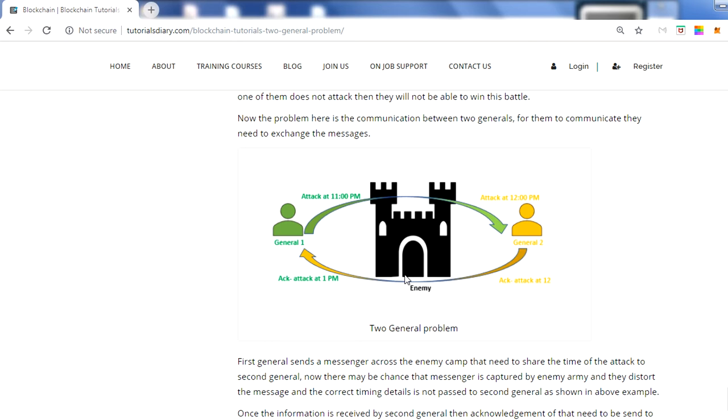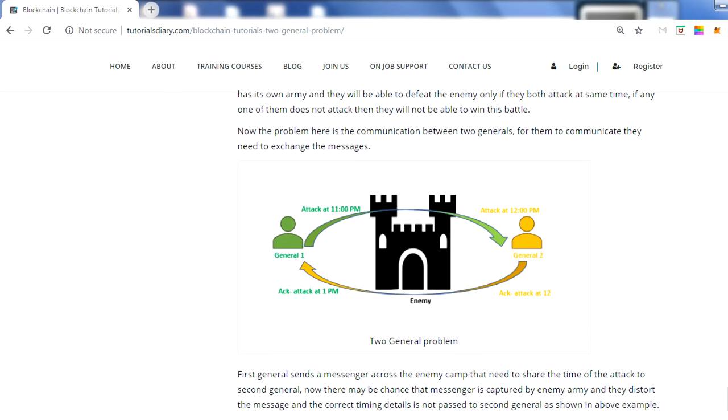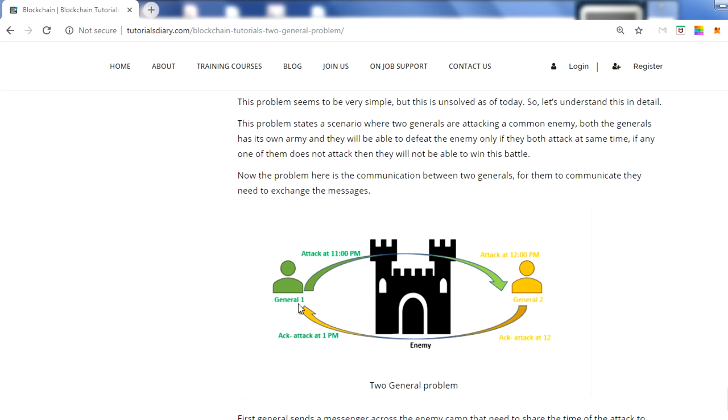So what will they do to have this condition? Let's take this example which we have put. General 1 sends a message to General 2. Assume that they are on opposite sides of the enemy's fort. Now to communicate, they have to exchange information, right? So General 1 will send a messenger to General 2, who has to go through the enemy camp. He sends a message that, okay, let's attack at 11 p.m.